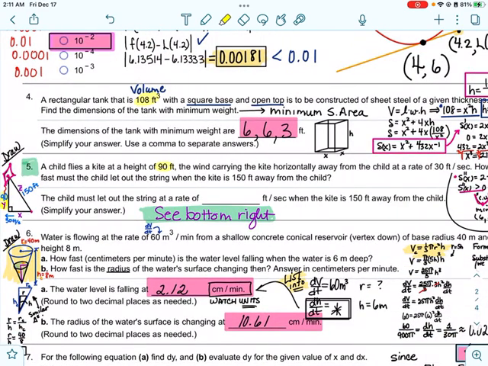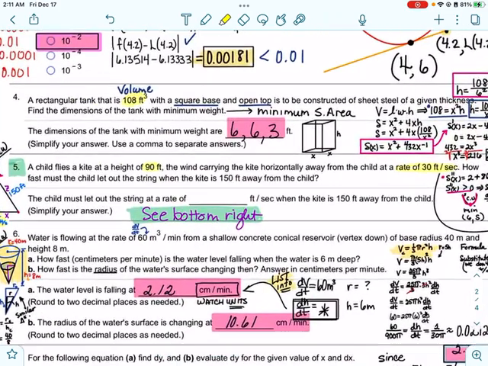And I have some variables on there. I'll get to those in a second. The wind carrying the kite horizontally away from the child at a rate of 30 feet per second. We have that down here. You can see that that's going to make x get bigger, meaning that dx/dt, the rate at which x is changing, is going to be positive.